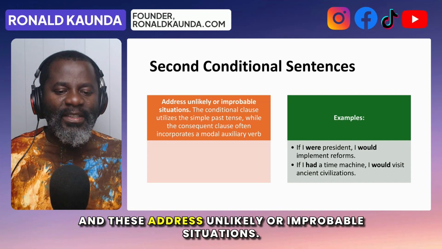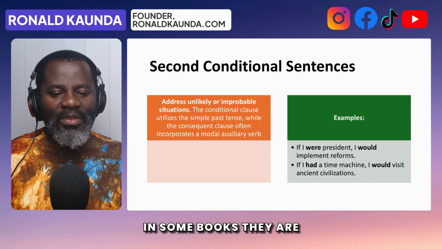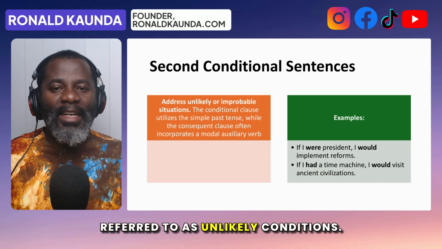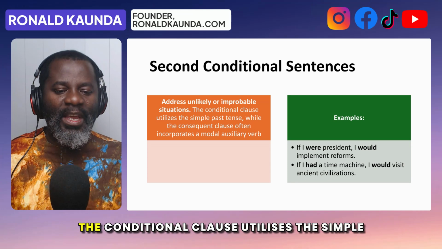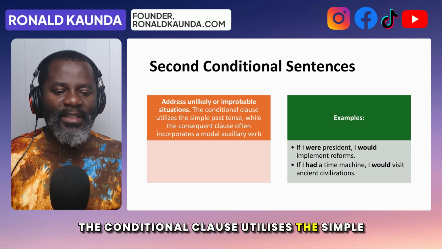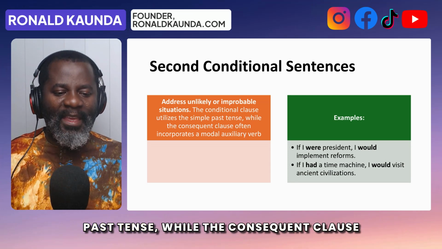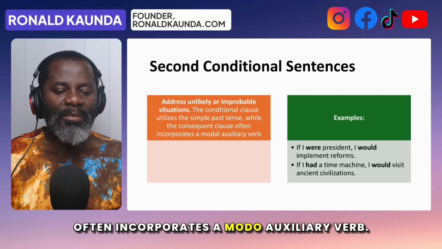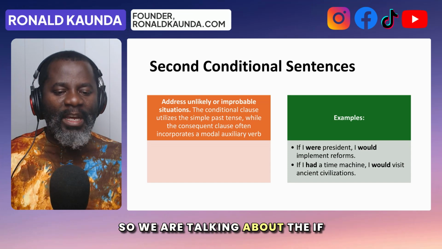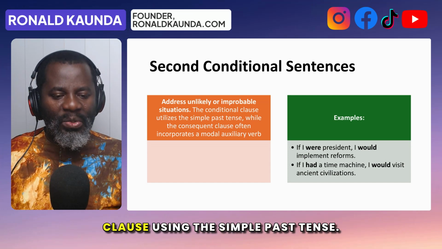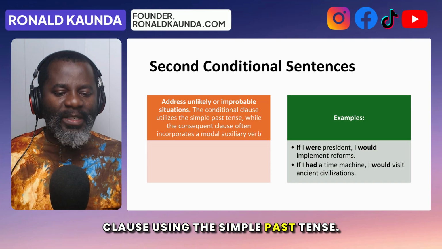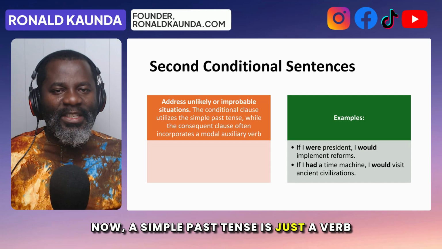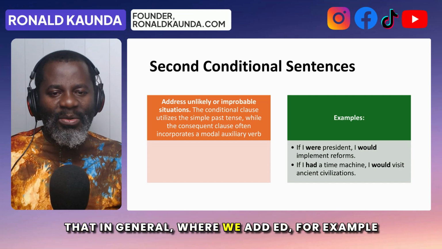And these address unlikely or improbable situations. In some books, they are referred to as unlikely conditions. The conditional clause utilizes the simple past tense, while the consequent clause often incorporates a modal auxiliary verb. So we are talking about the if clause using the simple past tense. Now, a simple past tense is just a verb that, in general, where we add ed.